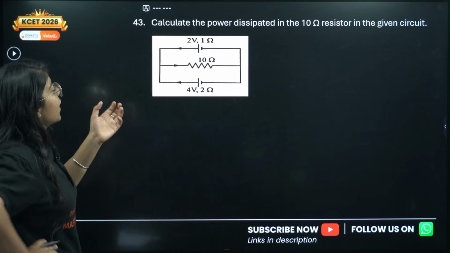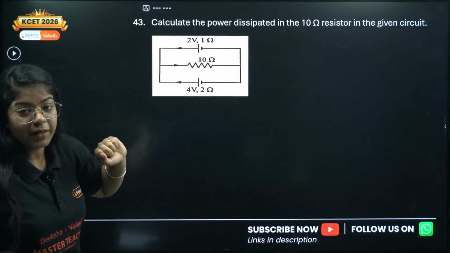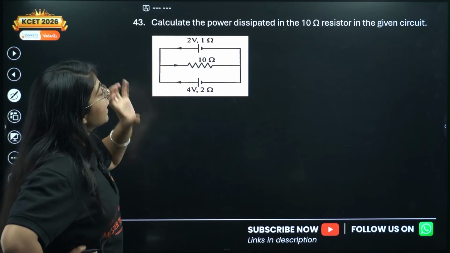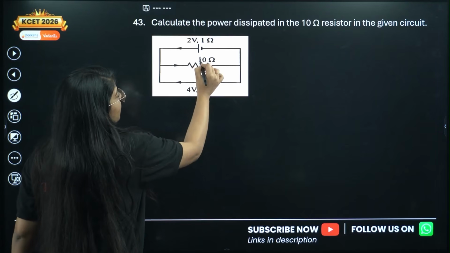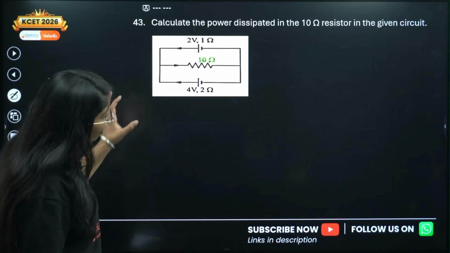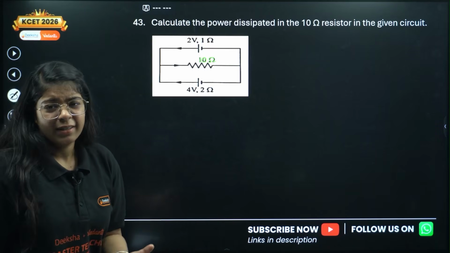Okay, 43rd question they have asked, calculate the power dissipated. We have to calculate the power dissipated in the 10 ohm resistor. This is the 10 ohm resistance that is given in the circuit. So for power dissipated, we need to first see the current, right?